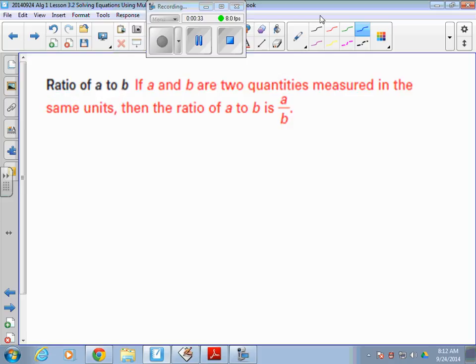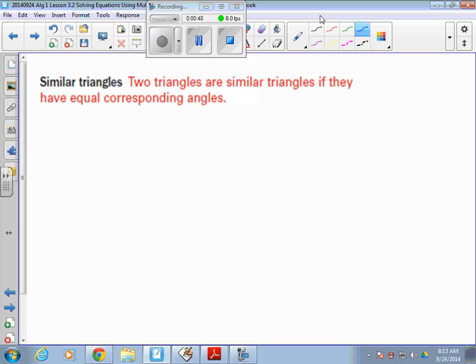The ratio of A to B, if A and B are two quantities measured in the same units. So what it's saying is the way A compares to B, or its ratio, how they're related to each other, can be written as A over B as a fraction, or A divided by B.